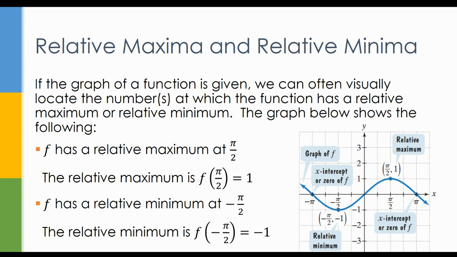It says f has a relative minimum at negative pi over 2. So once again, negative pi over 2 is a number that's on my x-axis. I see that there is a curve here where that point is the lowest point surrounding it. Notice that the y value there would be negative 1. So that's why the relative minimum is f of negative pi over 2 equals negative 1.